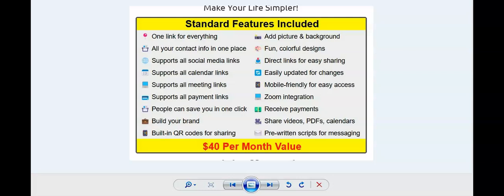As I mentioned, you also, as a Pro 2 level member, have the built-in QR codes for sharing. You can add a picture, a background. They're fun, colorful designs. Direct links for easy sharing, easily updated for changes. This is very mobile friendly. You have Zoom integration. Maybe you want to get people into a Zoom meeting. You just simply share your Zoom link on your Cardly. You can receive payments. You could share videos and PDFs and calendars. And there are pre-written scripts that you can use for messaging that are absolutely phenomenal.